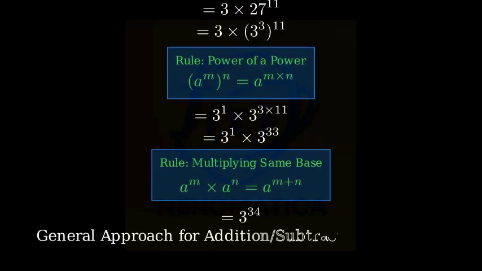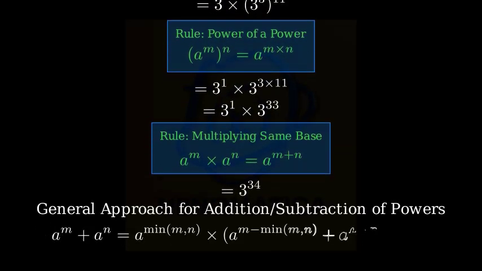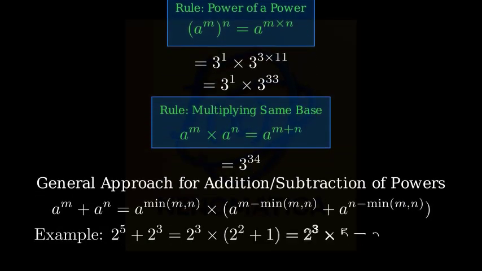So what's the general rule for adding or subtracting powers with the same base? Unfortunately, there isn't a simple formula like there is for multiplication or division of powers. When we add or subtract powers with the same base, we need to factor out the common base raised to the minimum exponent, and then perform the required operations.